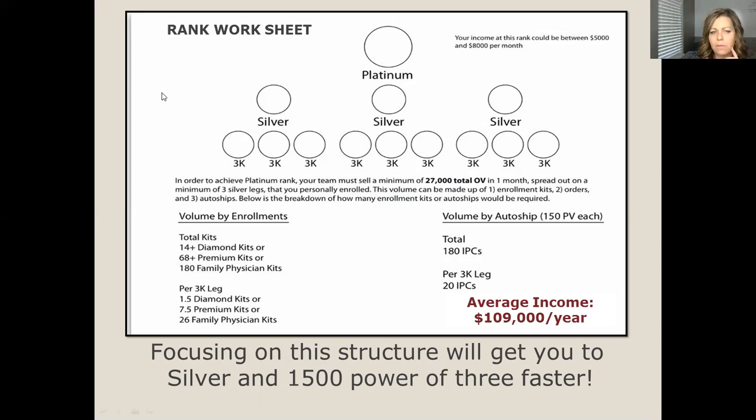If you decide that you want to put 4 builders on your front line, you miss the ranks in between, because it takes 3 premiers to hit gold. It takes 3 silvers to hit platinum. If you have somebody out over here that's taking away the volume from these 3 legs, it will take you longer to hit those ranks. So you will not hit gold as fast, you will not hit platinum as fast, because you're concentrating on diamond.